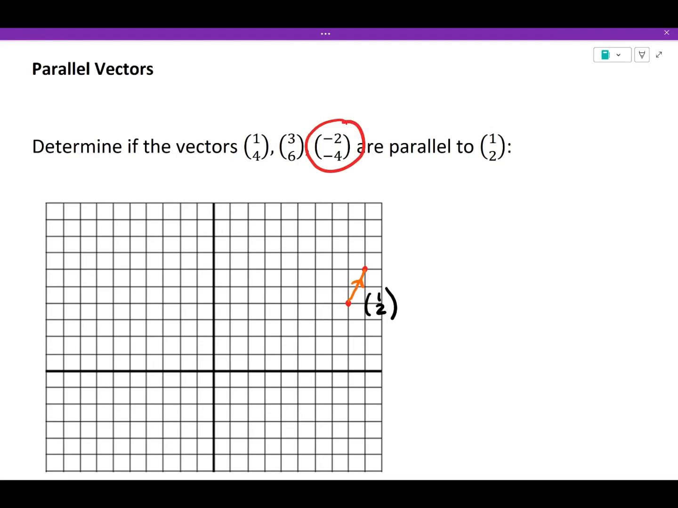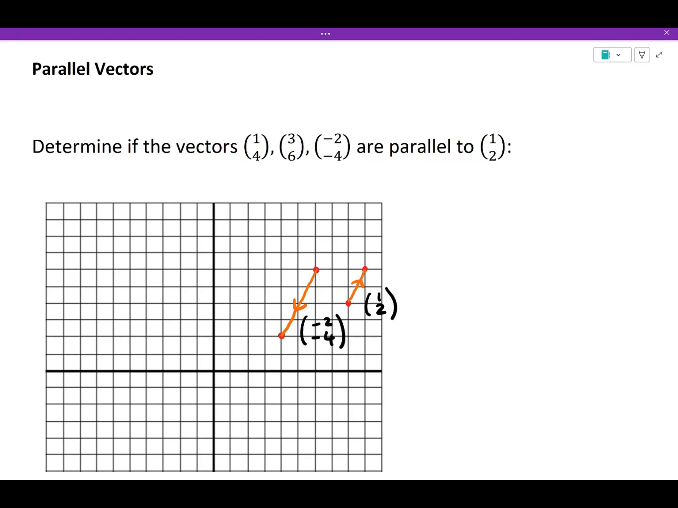So let's go with -2, -4. Okay, so let's pick a point. We'll go here. And then -2 for the horizontal component means 2 to the left. Okay, and then the -4 means for the vertical component 4 down. So we end up down here. So let's draw in my vector line. So it's going to go like this in that direction. Okay, and that is the vector -2, -4.